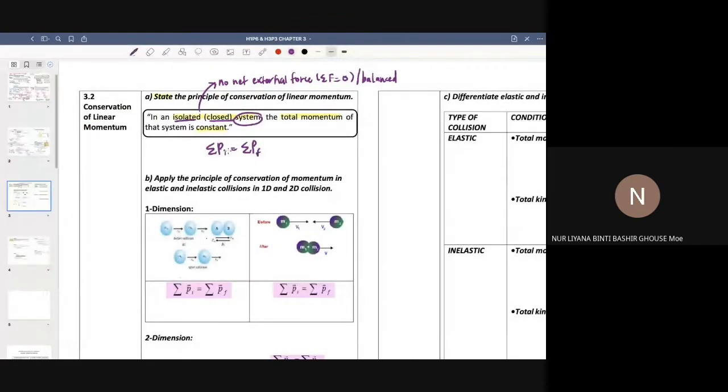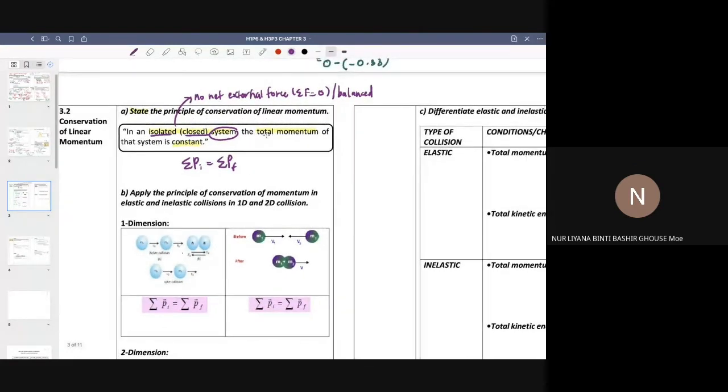So total momentum initial akan sama dengan total momentum final. So you have to remember the statement. Tak apa, if masih tak faham lagi yang total momentum ni, we will see it nanti lagi. But what you have to know by now is you have to hafal the statement. In an isolated or closed system, total momentum constant. Ingat keyword. Isolated system, total momentum constant. Tiga keyword ni. So that is your principle of conservation of linear momentum.